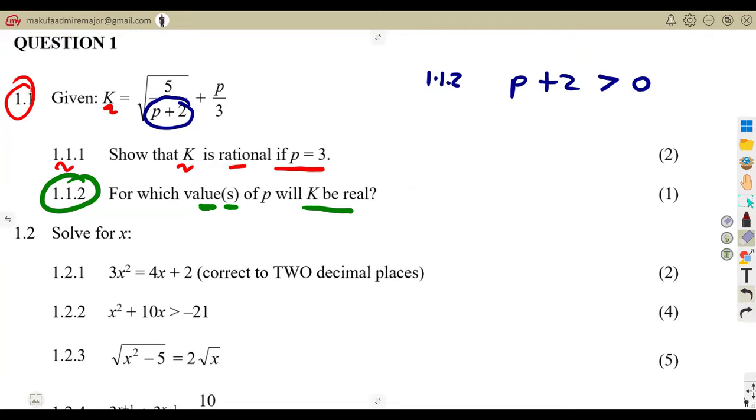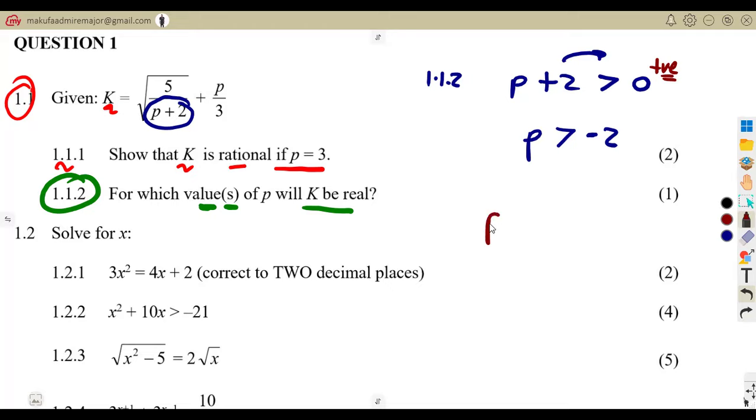So therefore it must be greater than 0, meaning to say it must be a positive value. So what is going to be the value of P from there? We can solve. So P, take the -2 to the other side. It is going to be greater than -2. So meaning to say, in order for us to simplify this, our P is supposed to be bigger than -2.